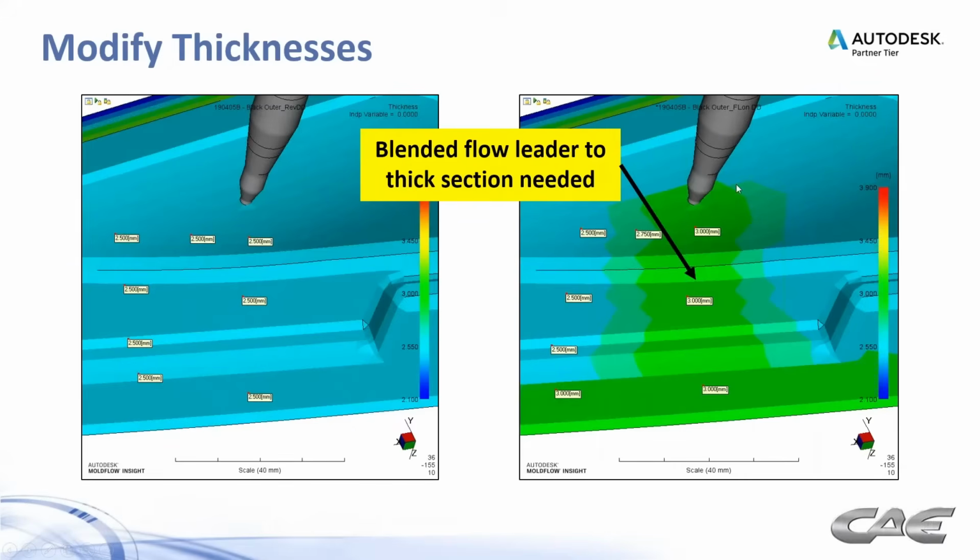Again, it's pretty choppy in the midplane world here. We can just pick some elements and make some thickness changes. Of course, it's going to be much smoother in the final CAD model, but this is the nice part of playing what if when you're in midplane. So we have a blended flow leader with a thicker section that was needed to help promote that flow out to that rim, and then the rim kind of takes over from there.